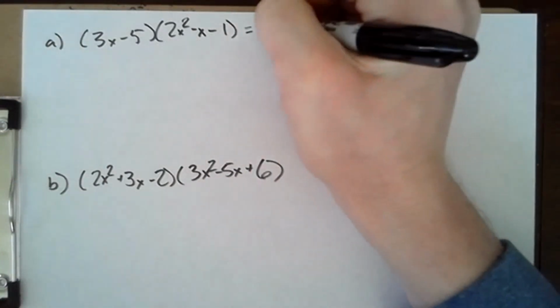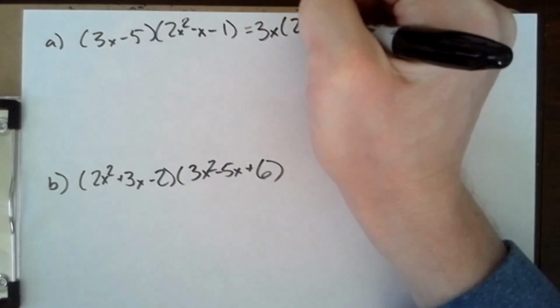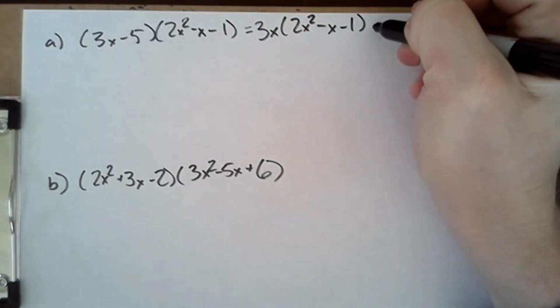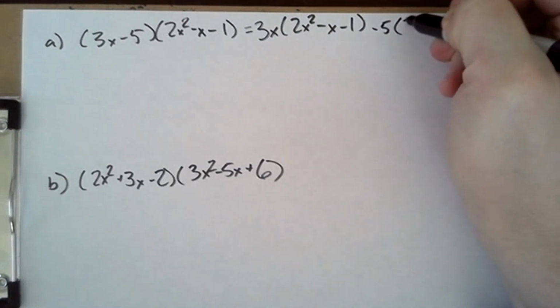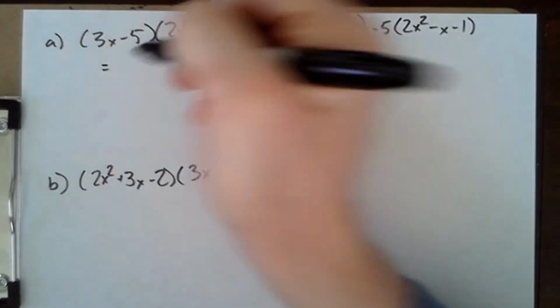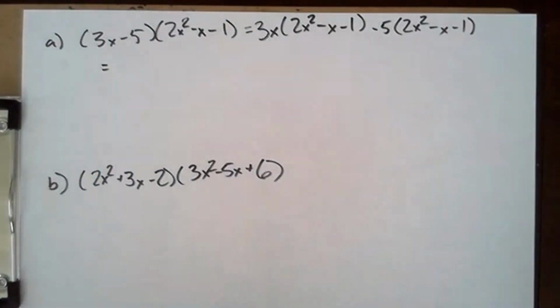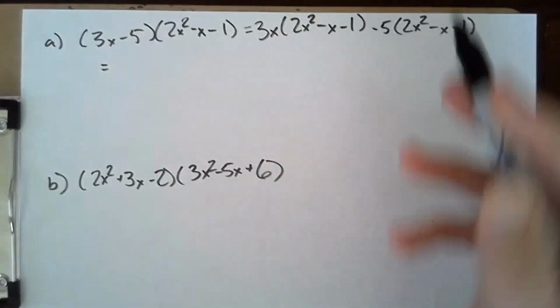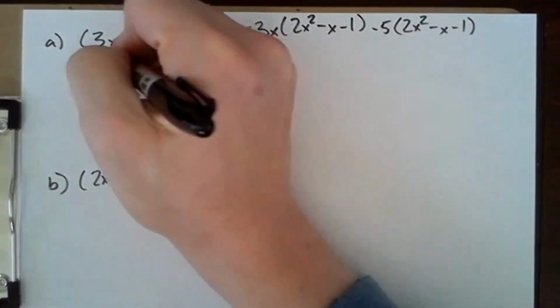And we do the same kind of thing. We get 3x times 2x squared minus x minus 1 minus 5 times 2x squared minus x minus 1. So now I could do this out explicitly and do every single term one at a time, but then I've got 6 of these to carry out and write down again. And I'm just going to go through and say, okay, well, 3x times 2x squared, that's 6x cubed.